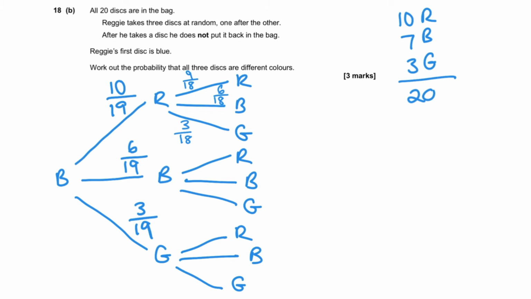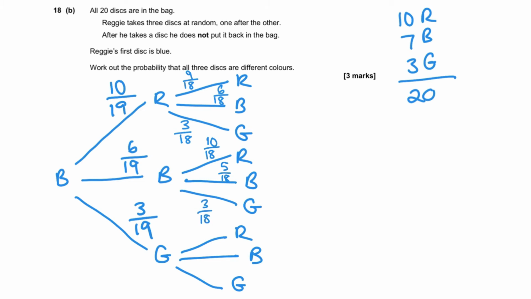So on the next branch, after losing 2 blue discs already, the probability that the next one is going to be red is going to be 10 over 18. The probability that the third one is going to be blue is going to be 5 over 18 because we've already lost 2 blue discs already. The probability that the last one is going to be green is going to be 3 out of 18.